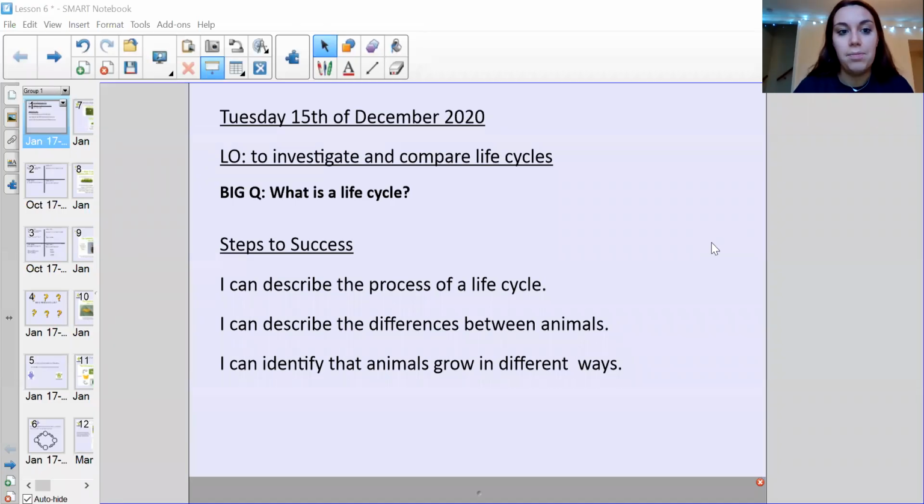Good afternoon, Year 5, and welcome to your science lesson for the week. So today we are going to be investigating and comparing life cycles. Our first life cycle will be a butterfly, and then we will be looking at a frog and what makes them different and what makes them the same.